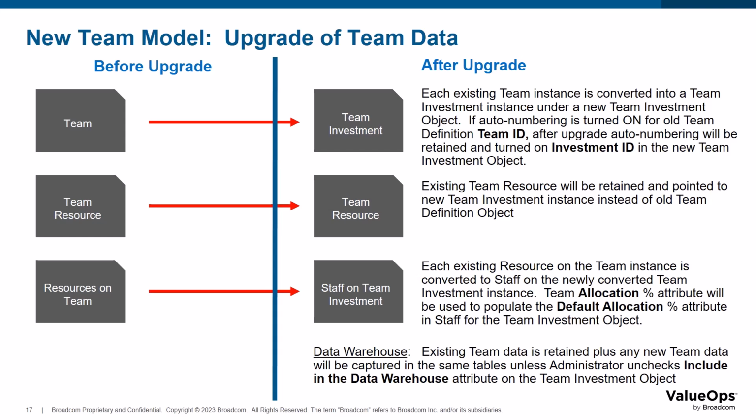If customers build any custom content on the existing team data in the data warehouse, we didn't want to cause any upgrade issues for them. So in the data warehouse, any existing team data that we had, we're keeping in the same tables, and we're also adding any new team data that they create to the same tables so that there's not an upgrade impact for them. But they'll need to keep the include in data warehouse attribute checked on the team investment object.